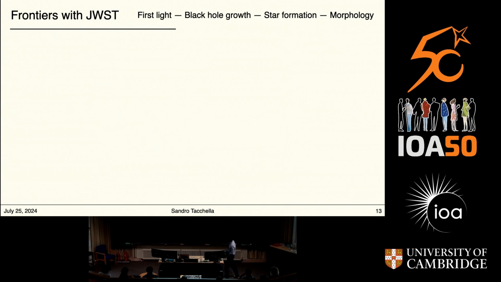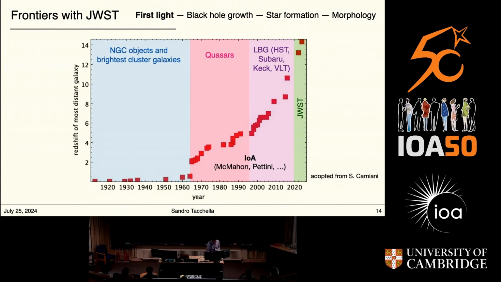So again, the frontier of JWST is moving very, very quickly, and there are about 4 papers in galaxy evolution on JWST every day. So I'm trying to give you here a very rough overview, highlighting in particular student works. And I focus on those 4 main topics: first light, black hole growth, star formation, and morphology. So think about first light.